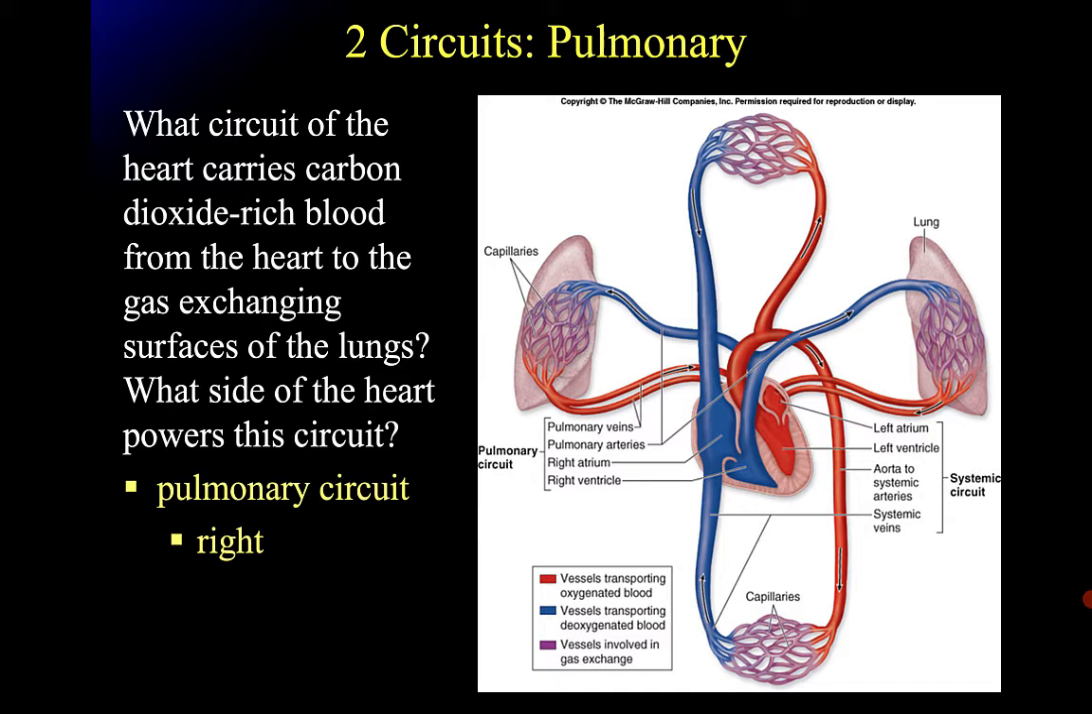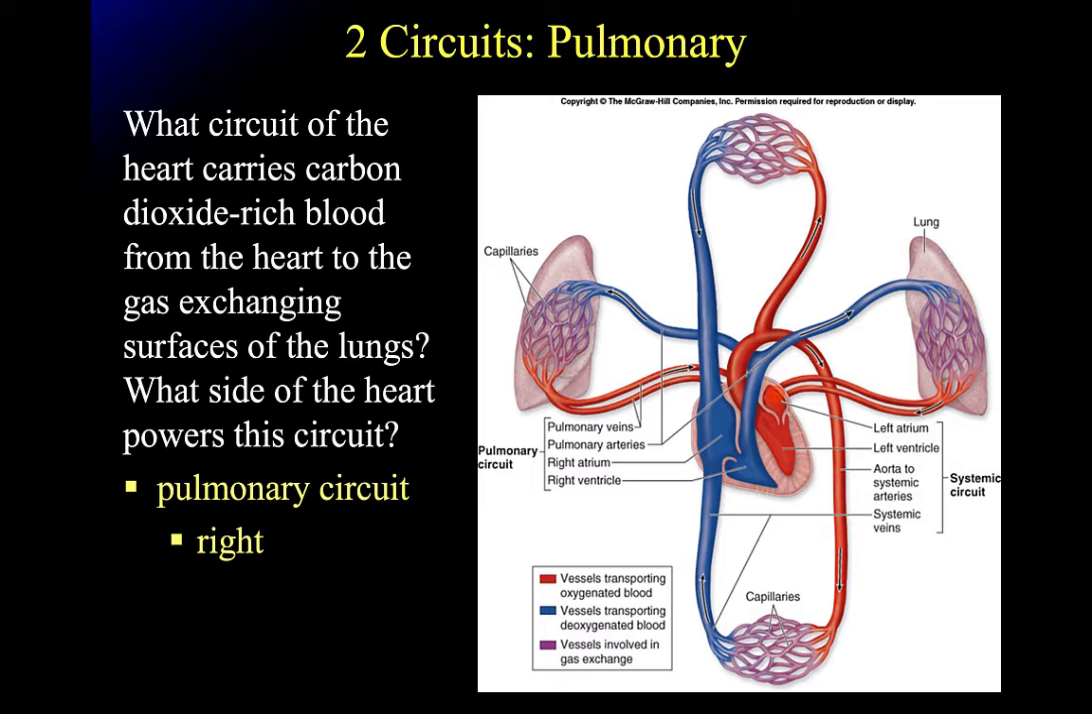So we're going to begin here with a circuit that carries carbon dioxide-rich blood, that would be oxygen-poor blood, from the heart to the gas-exchanging surfaces of the lungs. This is the pulmonary circuit. So we can see that beginning here in the right ventricle. It's going to pump out and go to either lung, engage in gas exchange within the capillaries of the lung, and return back towards the left side of the heart here.